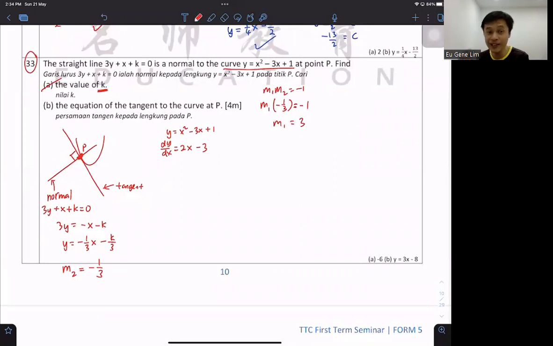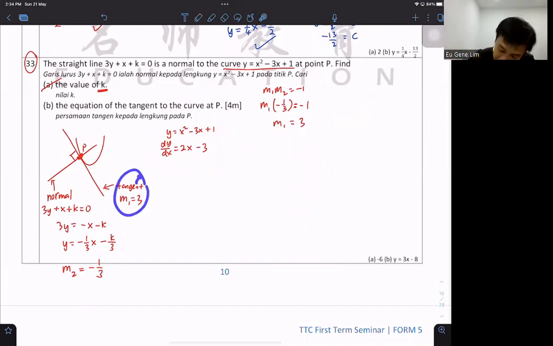Okay, so M1 is 3. That is the tangent gradient. I just write here: M1 is 3. Then you know M1, the tangent gradient, is dy/dx, right? Understand? dy/dx is the gradient of the tangent, right?